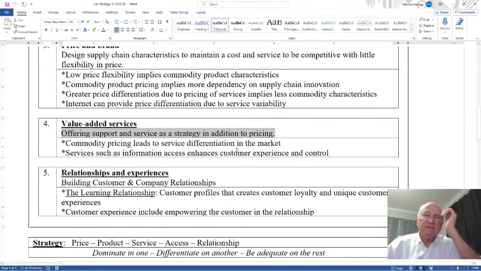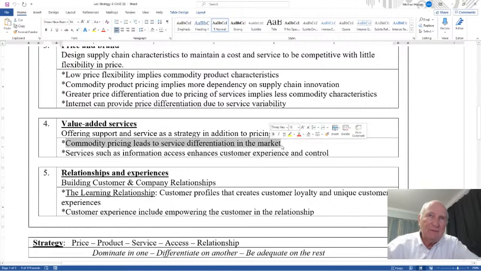In other words, customer value: the customer is a person or a persona, a company, and so pricing is important to them, quality is important to them, and service is important to them. And so offering support and service as a strategy in addition to pricing addresses the humanity, the human nature, of a customer. Commodity pricing leads to service differentiation in the market.